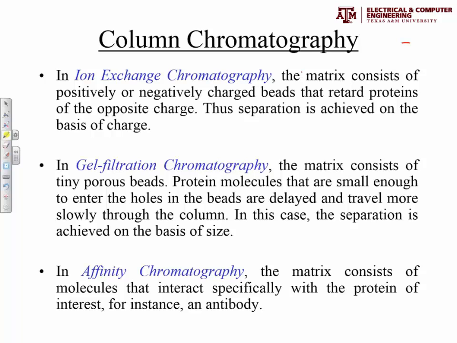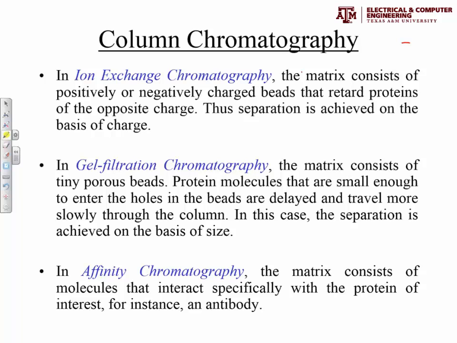Then in another case, when you have gel filtration chromatography, the matrix consists of small porous beads. So again, here the separation will be achieved on the basis of size. Protein molecules that are small enough to get inside those beads will get stuck in the column, they're not going to go through. So protein molecules that are small enough to enter the holes in the beads are delayed and travel more slowly through the column. And in this case, again, the separation is achieved on the basis of size. So for the first one, it was on the basis of charge. The next one is on the basis of size.